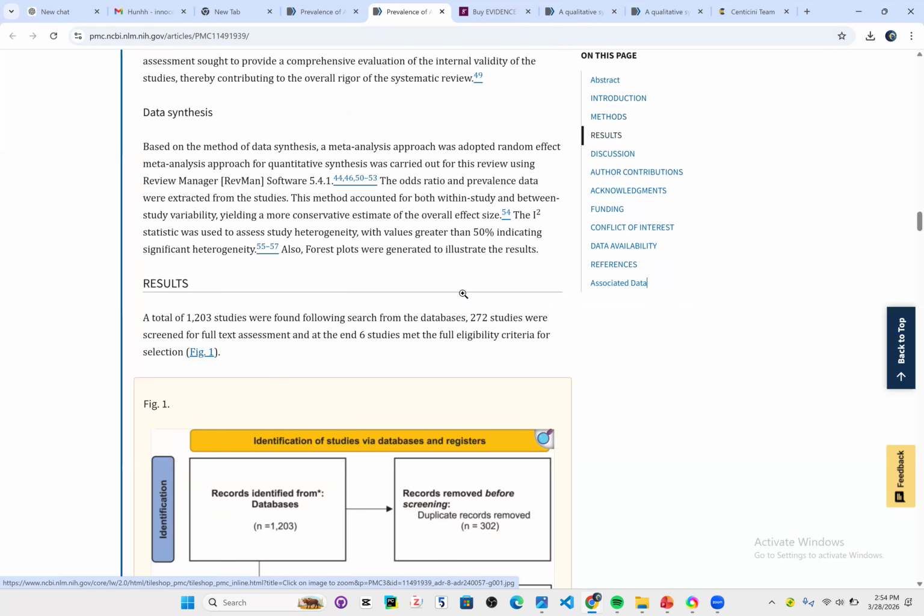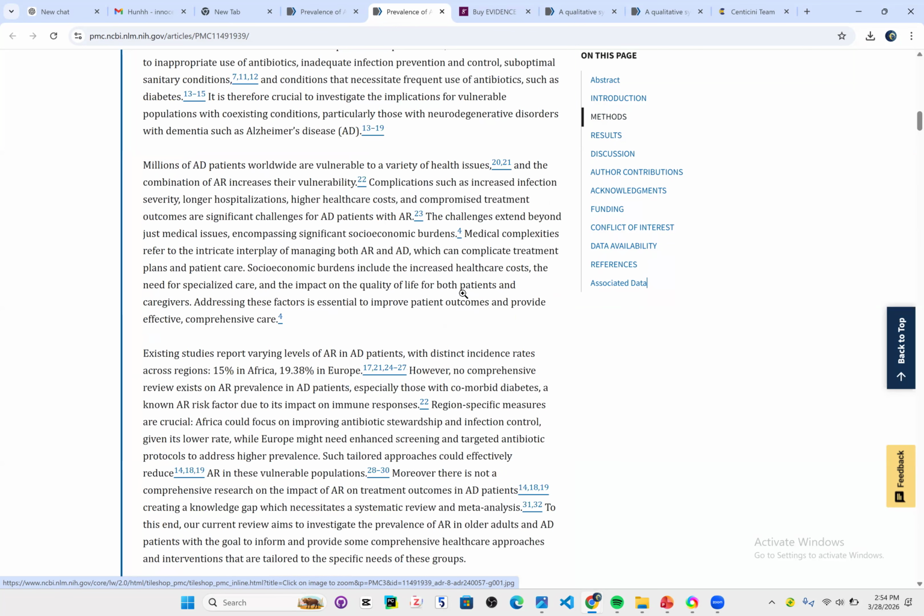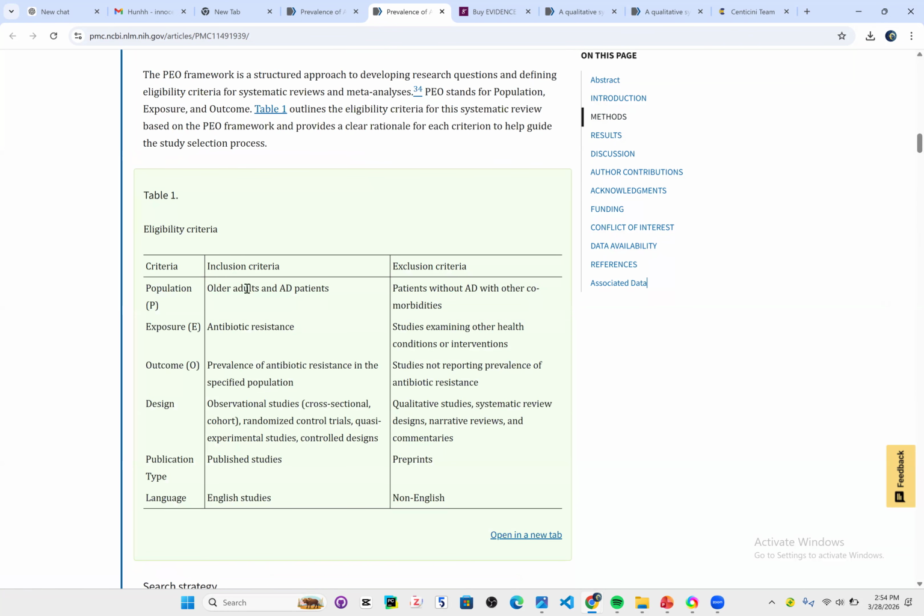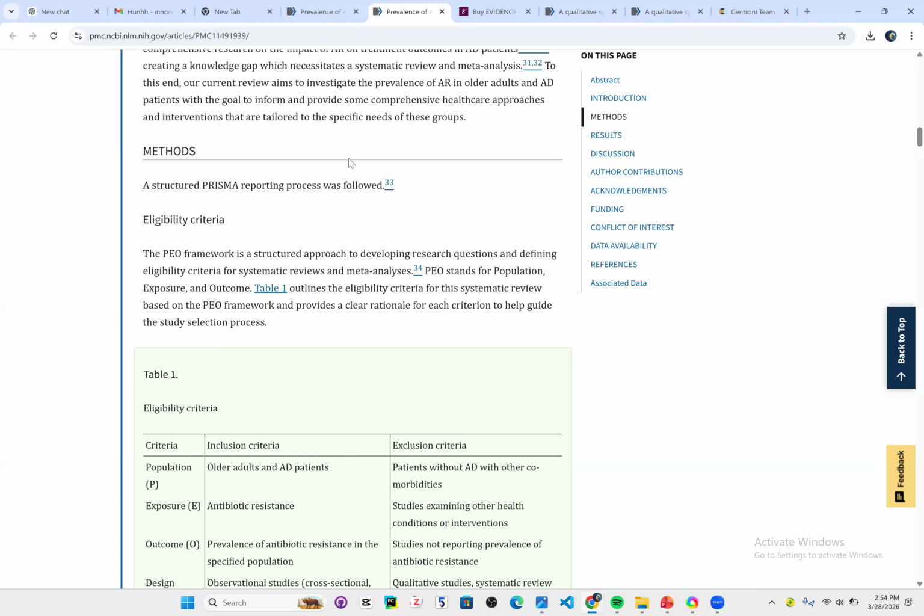If you come to the eligibility criteria, this is where you still state older adults and AD patients without AD and with other comorbidities. So if you're older and you have maybe some kind of comorbidities, you're going to be excluded. This is what the exclusion criteria looks like in your PRISMA paper, okay?